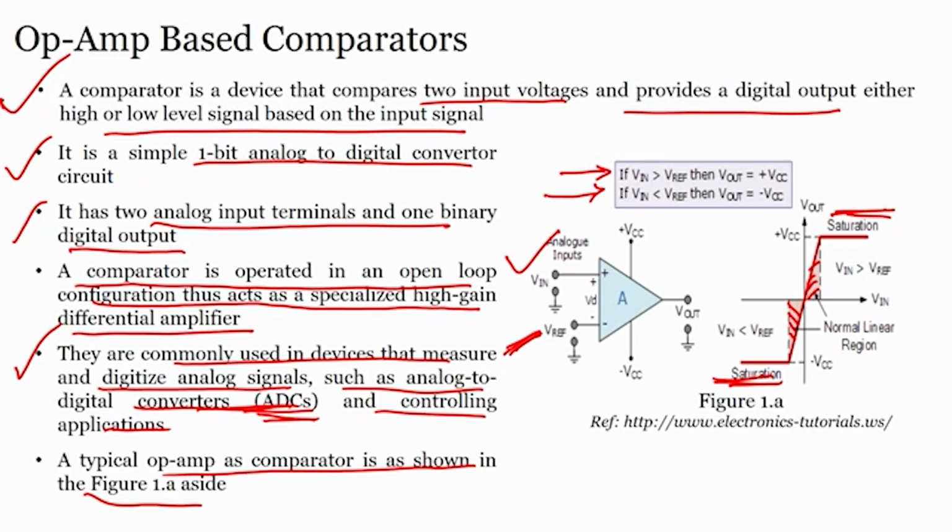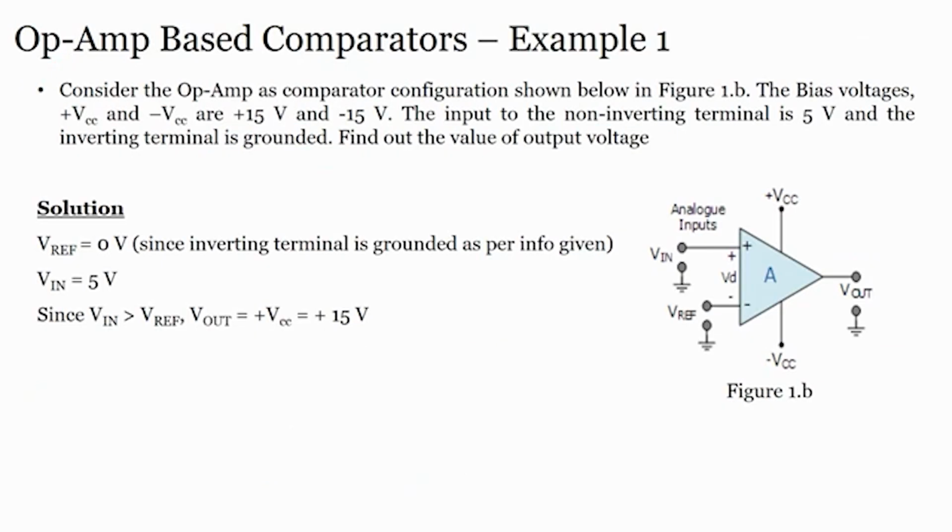Now, every one of us knows that when you apply a voltage input signal which is greater than V reference, our output will be plus VCC. When our voltage is less than V reference, output would be minus VCC, easy. So, now let us go to the next slide and see the example of the op amp based comparator.